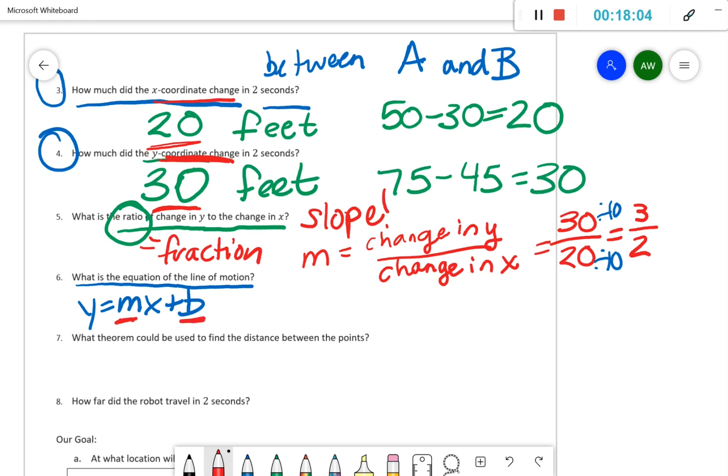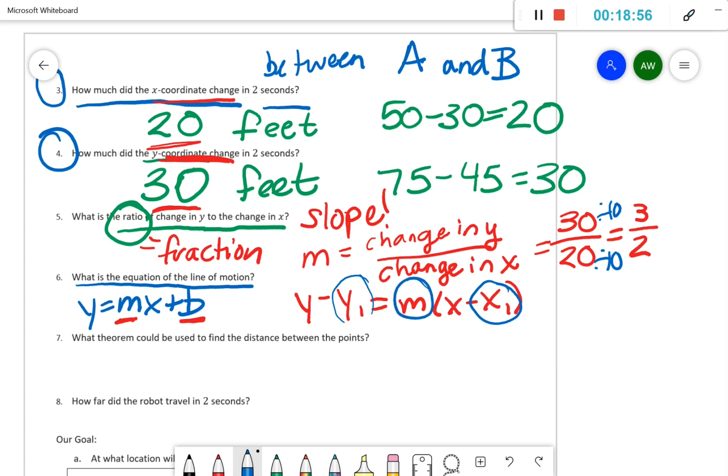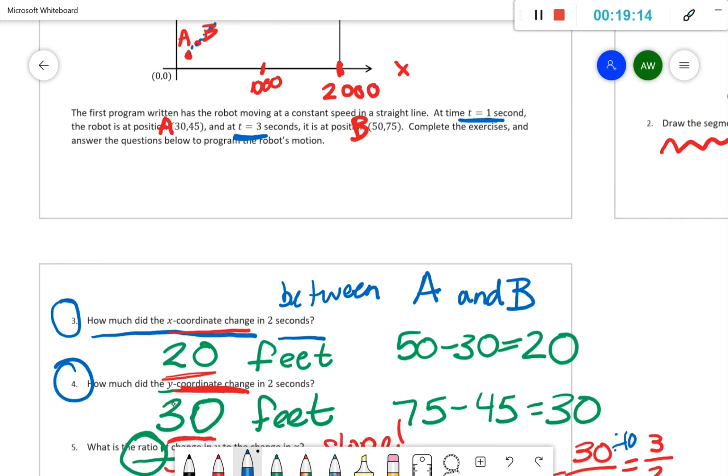And there are lots of different ways to do this. This time, I'm going to use point-slope form. We use the equation y minus y1 is equal to m times (x minus x1). Now, in this formula, y1 and x1 are coordinates from one of our points on our line segment. So I'm going to use point A. And m is our slope. A was 30, 45. So I'm going to use 30, 45 as my x1, y1.